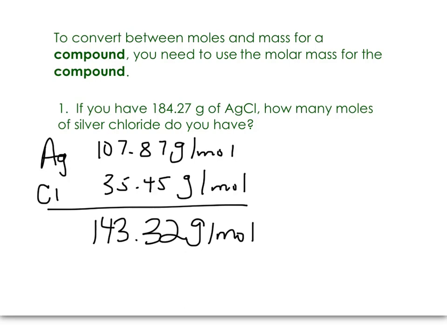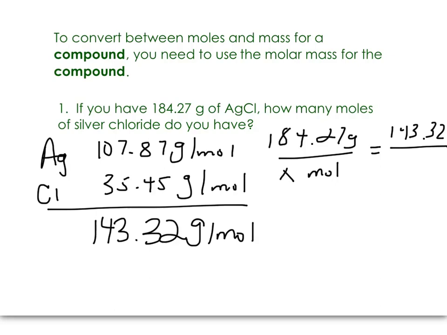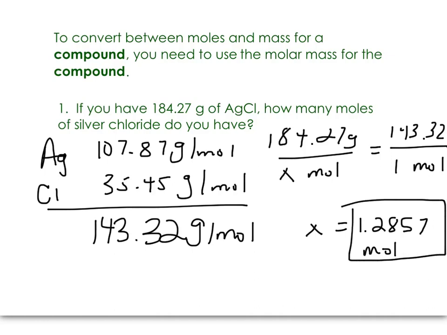We have 184.27 grams, so we have over that mass. We're going to have more than one mole, but now let's set up the proportion and convert. 184.27 grams is to x moles as 143.32 grams is to one mole. And when we solve that, we get 1.2857 moles of silver chloride. So over one mole as predicted. I did five significant figures because 184.27 has five significant figures.